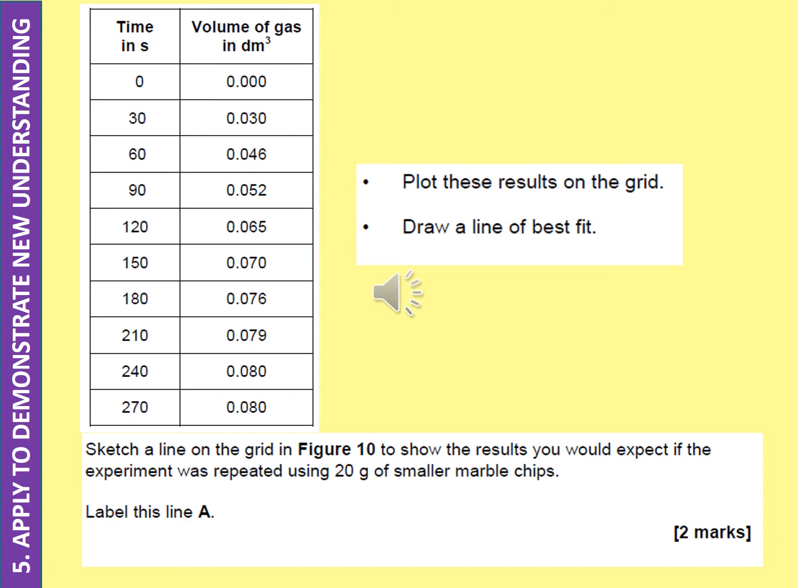The second part that it expects you to do is to add a sketch graph. So this means just a freehand sketch that shows what you would expect it to do if you had smaller marble chips. If you can, please try and do this by hand rather than doing it on computer, as it will make it easier to add on the second line. Pause the video here and complete this part of the exam question.